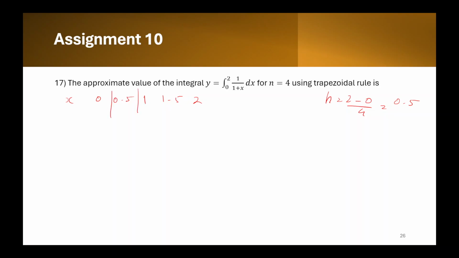If you count these lines, these are basically the number of intervals: 4 lines, 4 intervals. Don't count these lines, only these lines between 0 and 2. And f x is 1 by 1 plus x, so we need to compute that.